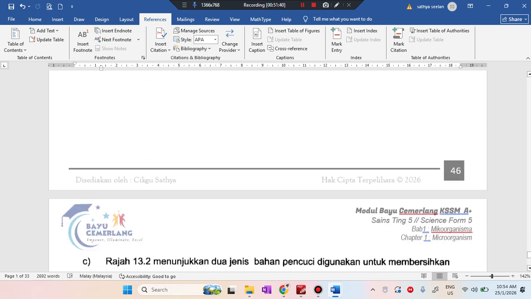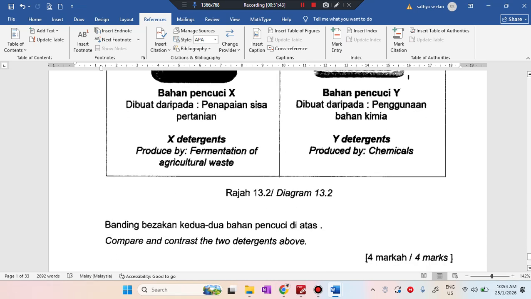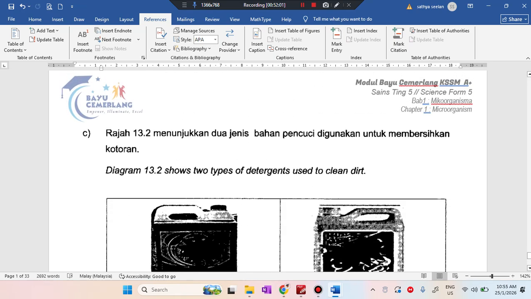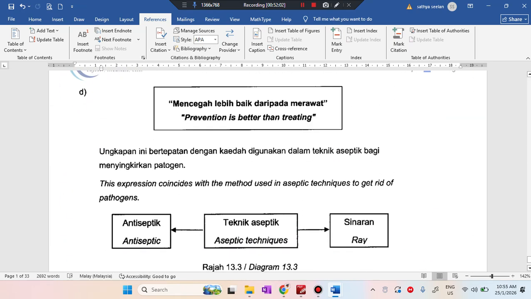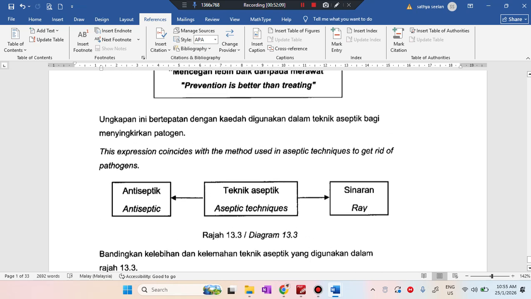Ada tiga kan? Then you must compare and contrast. If I say compare and contrast, give me similarities and also differences. Up to you. One similarity, three differences also can. Two similarities, two differences also can. Okay? And then we have the question about aseptic. What is the advantage and disadvantage? This I want to see.